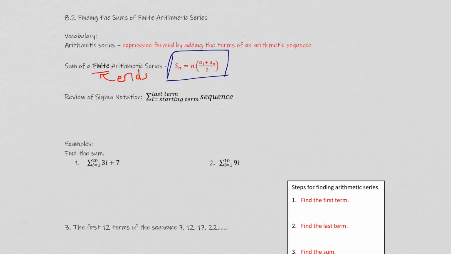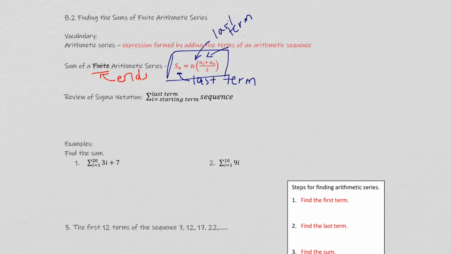S sub n equals n times a sub 1 plus a sub n, all divided by 2. So my n is the last term we want to include. If I say find the sum of 17 terms, that's going to be the 17. So the n is the last term number, so that would be a 17.